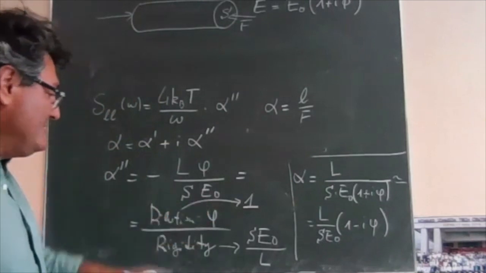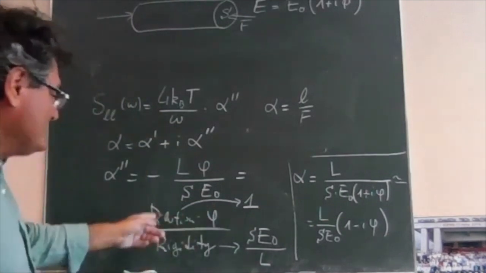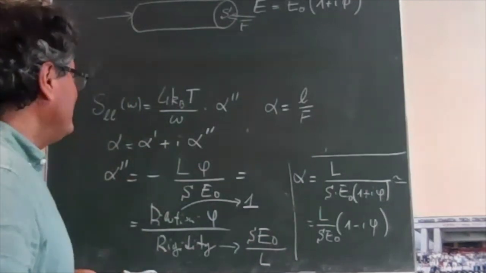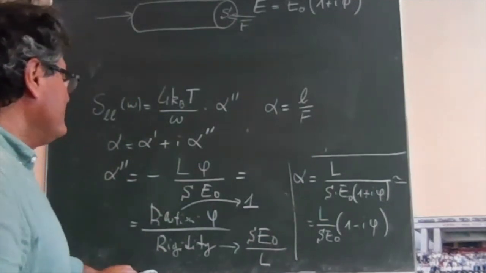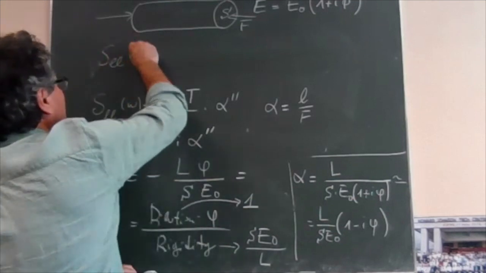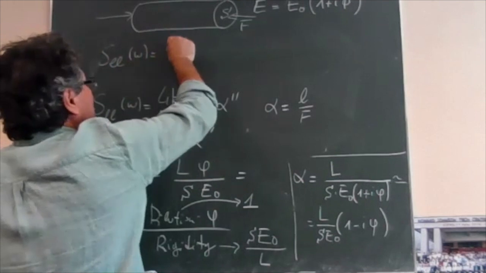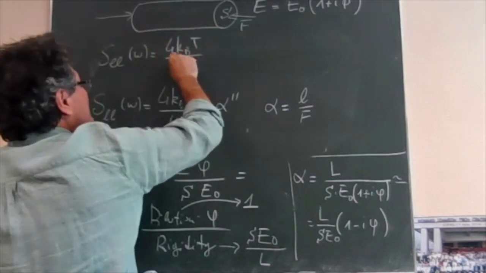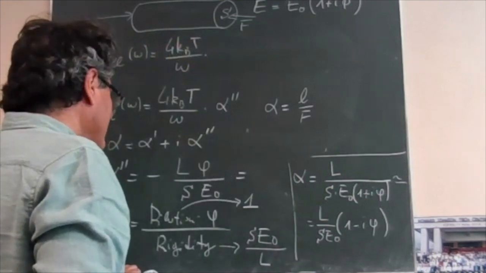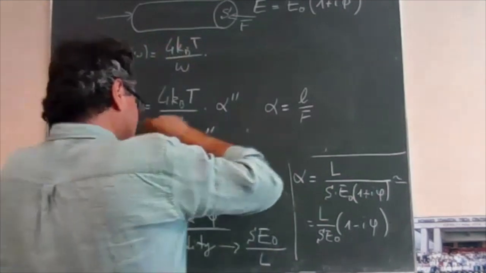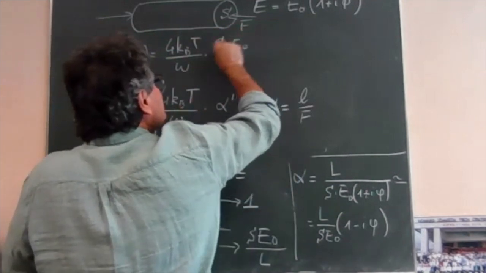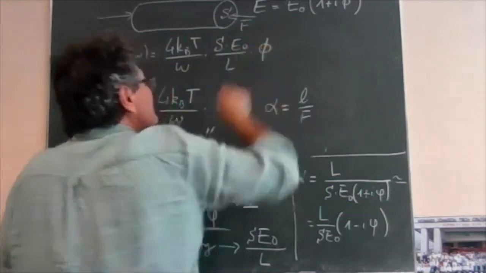So then you can see here what is in this case the dilution and the rigidity. Let's continue on the calculation. So therefore here S_LL of omega is equal to 4 kBT divided by omega times E0 divided by L times phi.